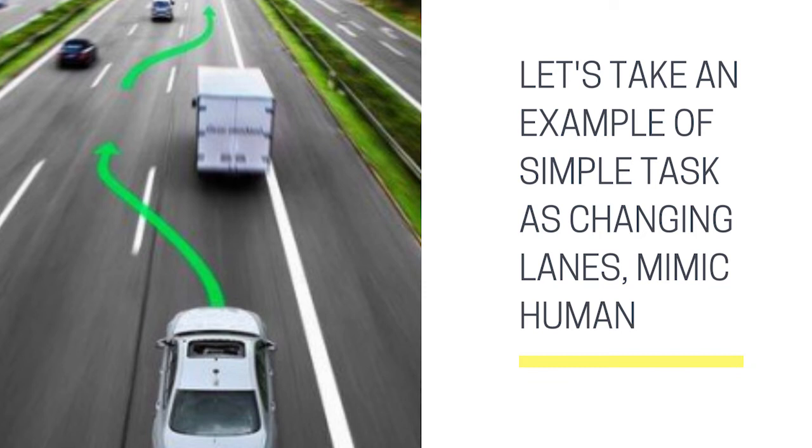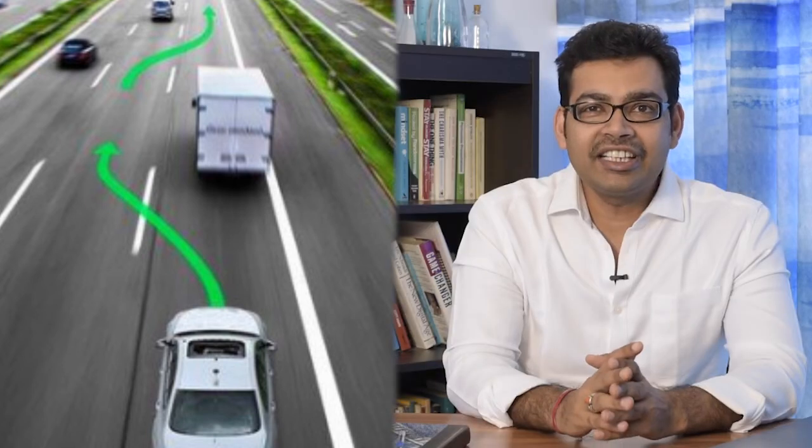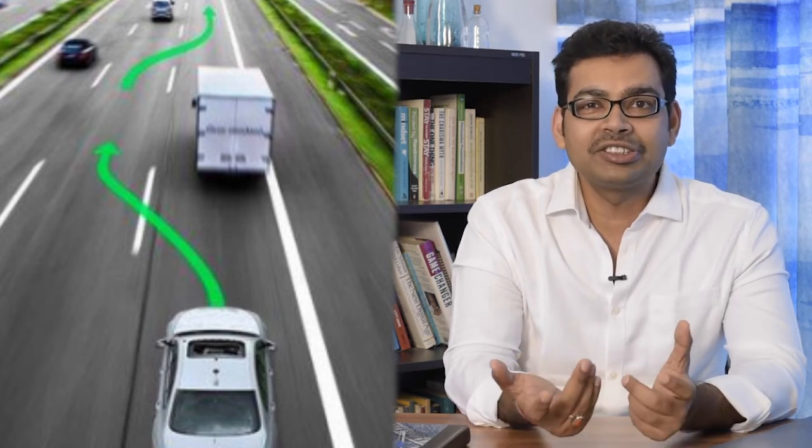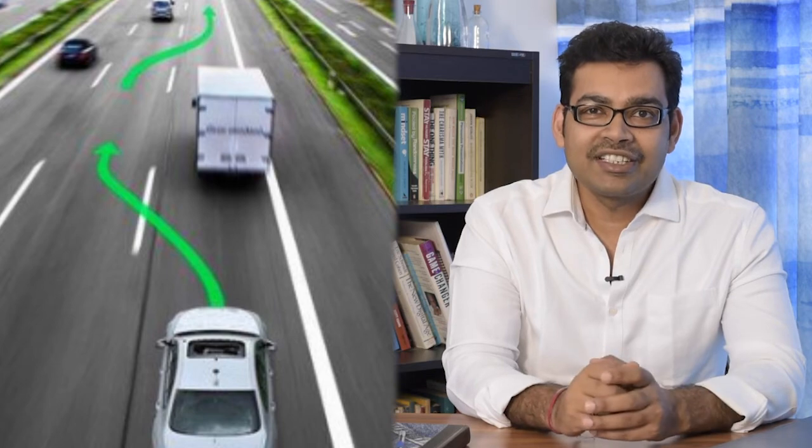Let's take a very simple example of changing a lane. This scenario will show how AI works in the background. When I change the lane, I have to look at what all vehicles are there, what speed they are traveling, and when the lane change is allowed and when it is not allowed. In this particular example, you can't cross a solid line. You can only cross the line on your left, where you can change the lane.